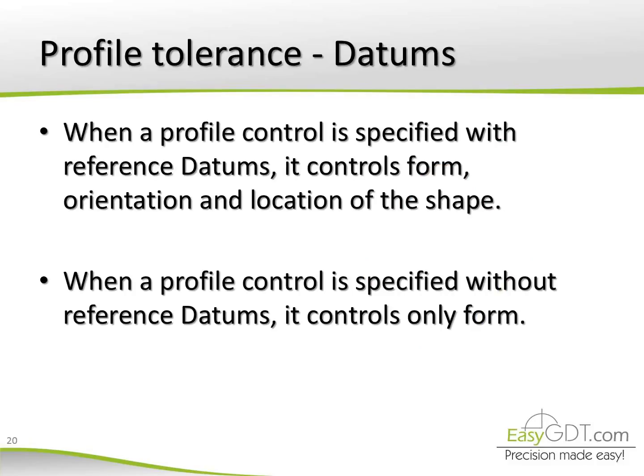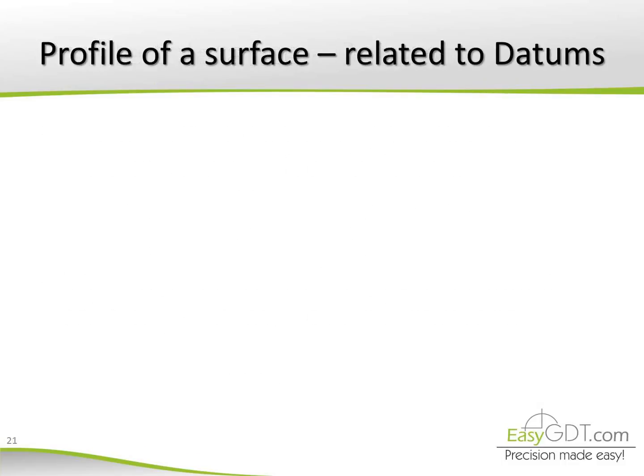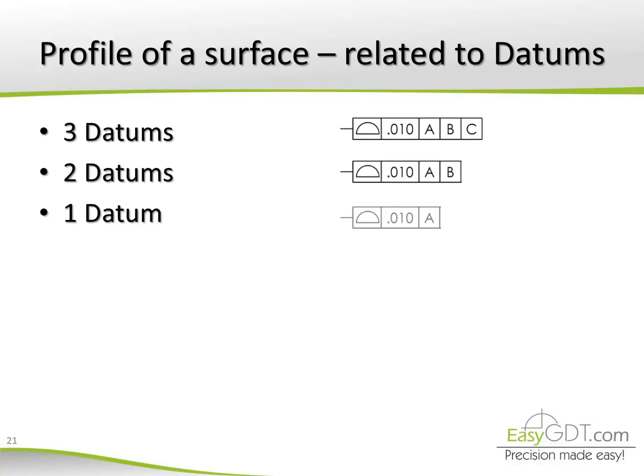Now let's talk about the datums on this geometric control. When a profile control is specified with reference datums, it controls form, orientation, and location of the shape. When a profile control is specified without reference datum, it controls only form. Now, we'll see the differences when a profile tolerance refers to 3, 2, 1, or no datum.